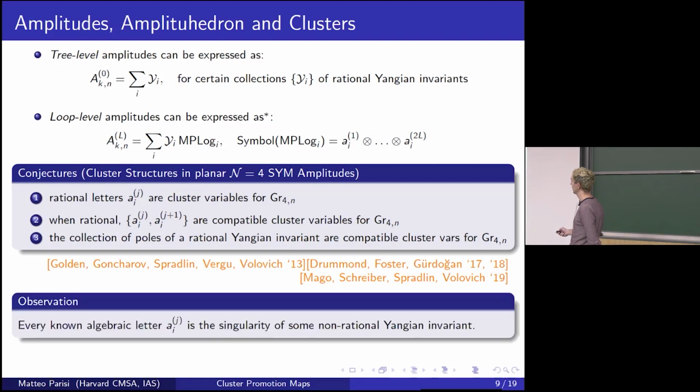Also, an observation is that until now, every known algebraic letter that has been found is also actually a singularity of some non-rational Yangian invariant. So the Yangian invariants themselves are encoding a lot of information about it. Okay, so there is a star.